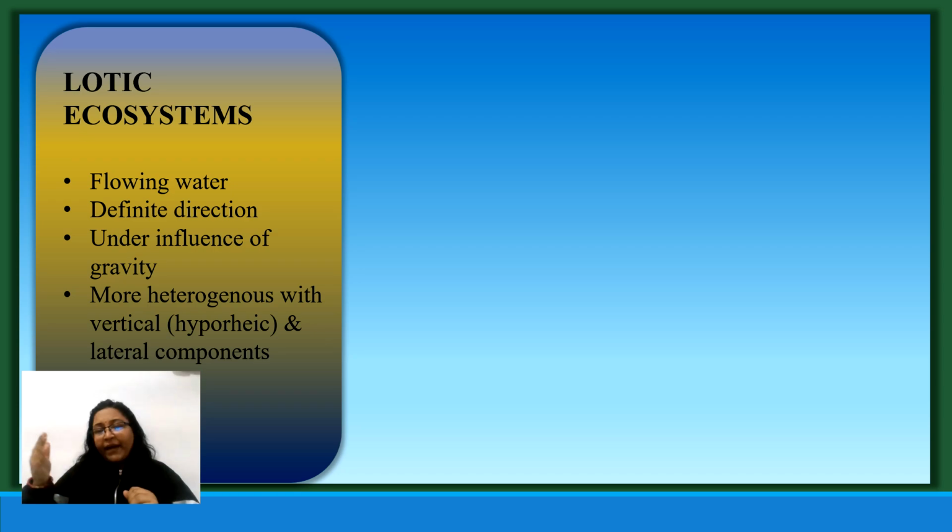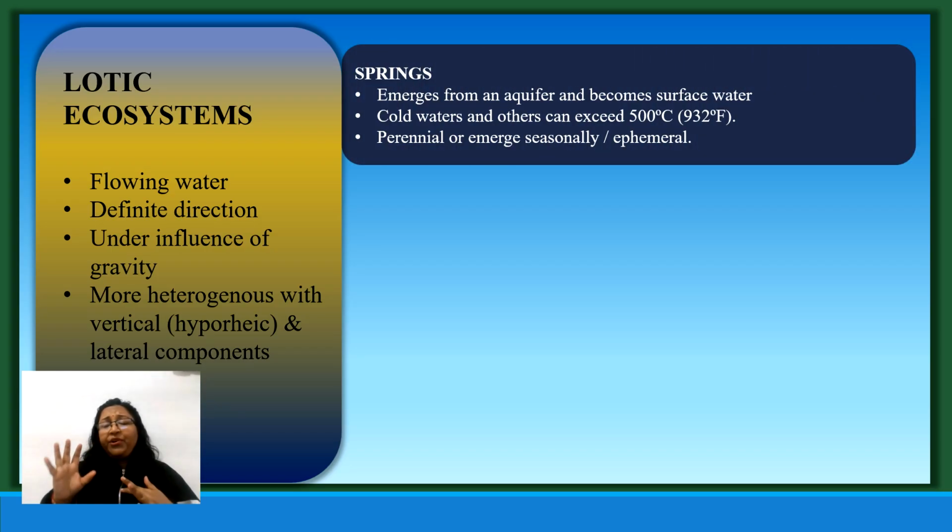So they will have different types of stretches where the water velocity will be different, water volume will be different, and the parameters of these flowing ecosystems are also highly diverse, highly complex in nature, because of the large area that they cover during their travel. Now, among the different types of lotic ecosystems, the first one we are going to discuss is springs.